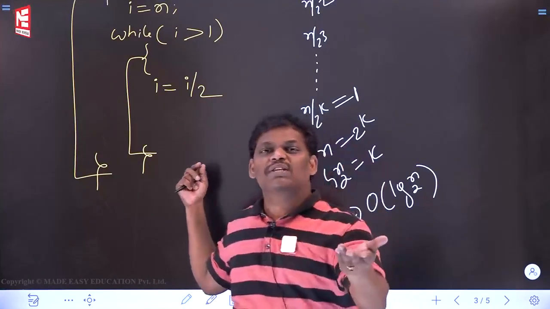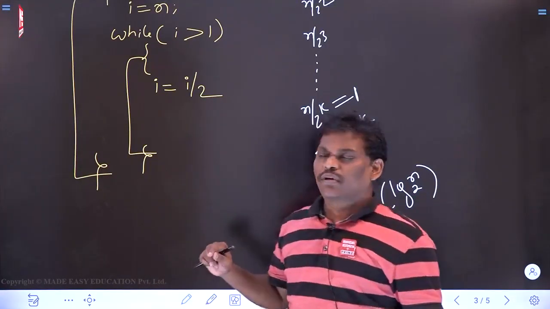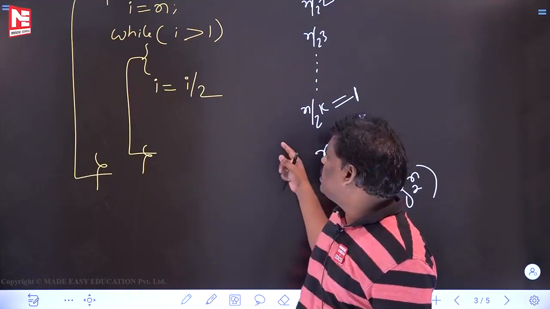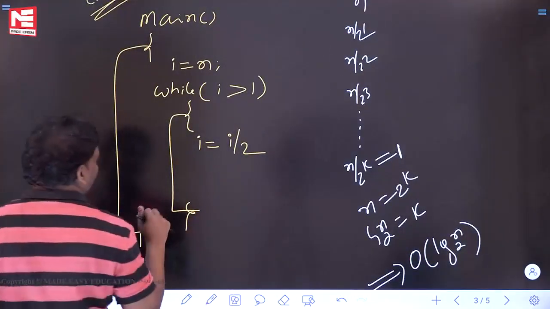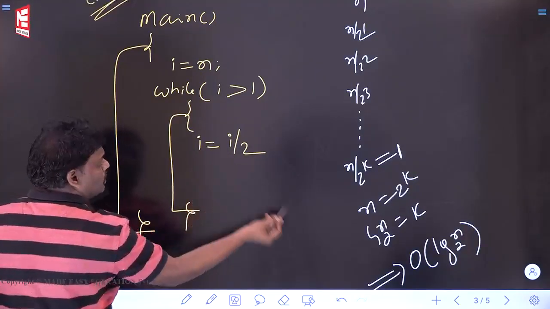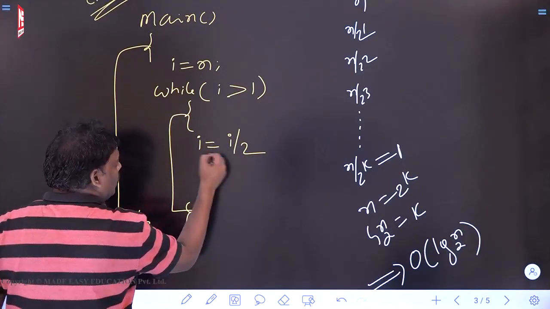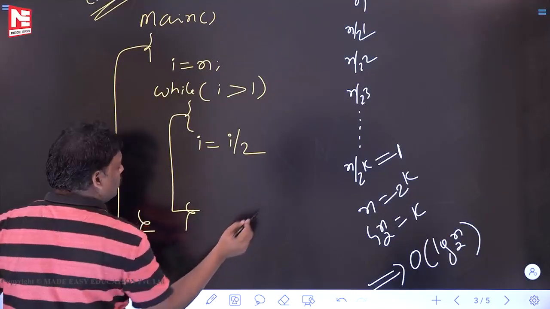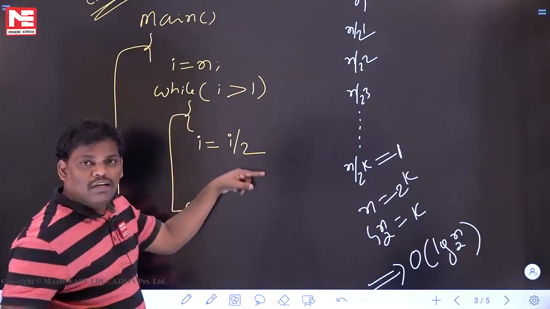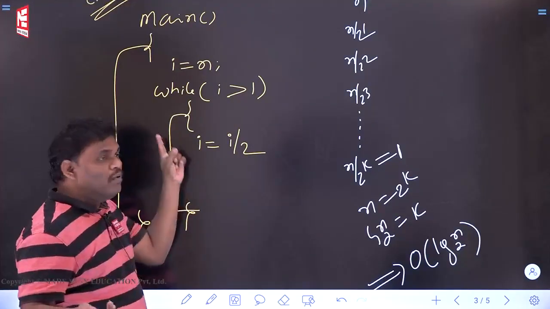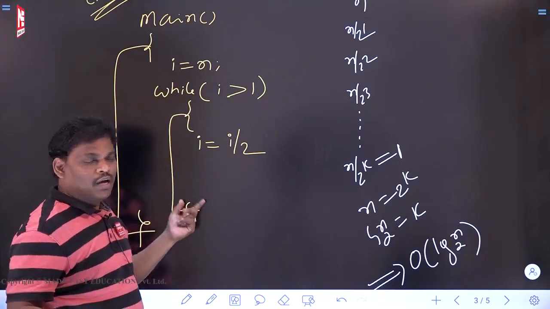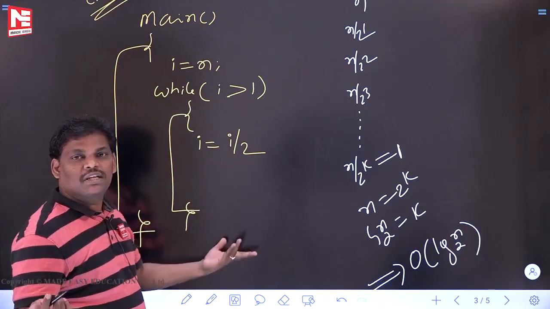This problem and the previous two problems are almost similar. Please be careful. Now see the answer. Always divide by 2, what is the answer? Log n base 2. Suppose I always divide by 3, log n base 3. If you want, you can check the same thing. Always divide by 4, log n base 4. Always divide by 10, log n base 10. That is okay.